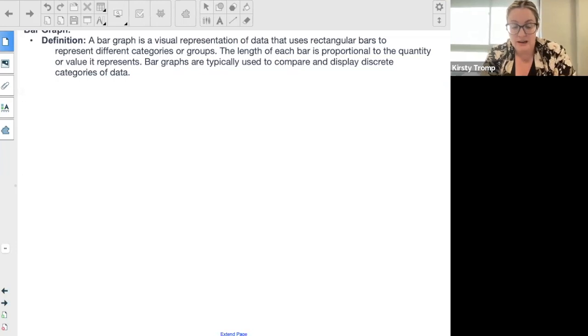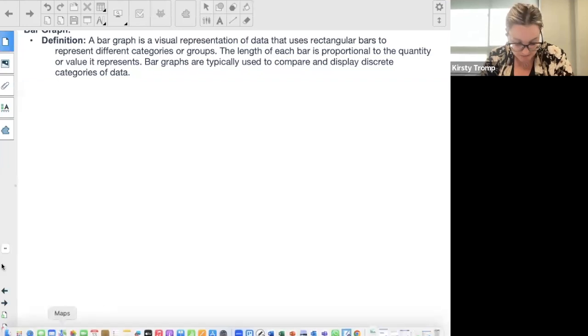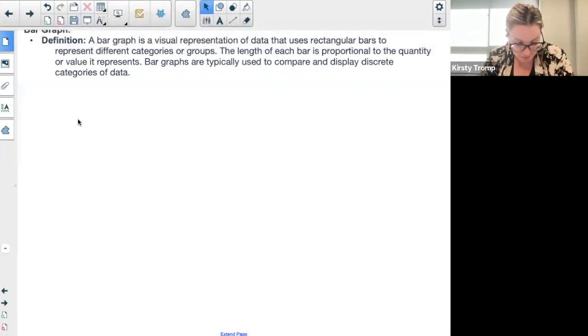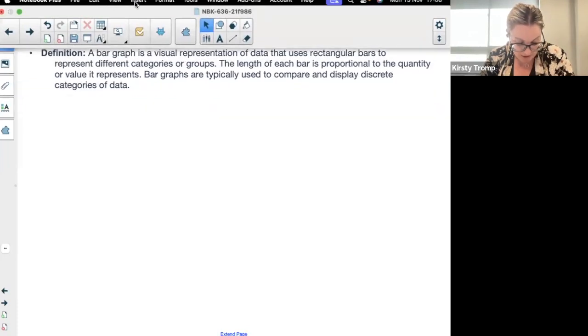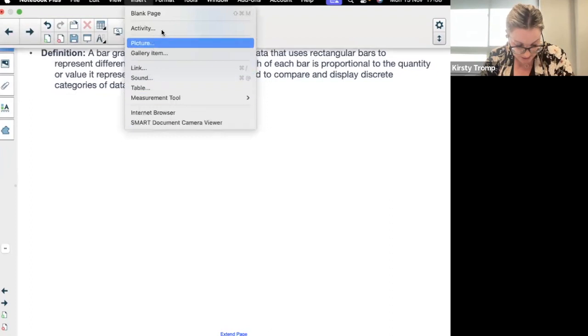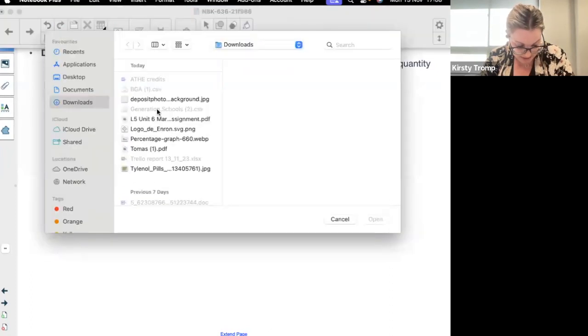I'm going to give you an example of what a bar graph would look like while you take down that definition. So you go take down that definition, and I'm going to paste in a picture of what a bar graph would look like. That's our definition for a bar graph. What does a bar graph actually look like? Well, a bar graph looks as follows.